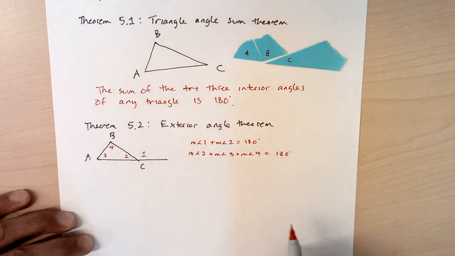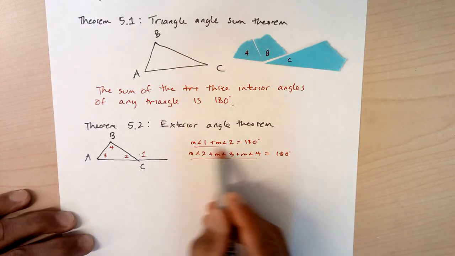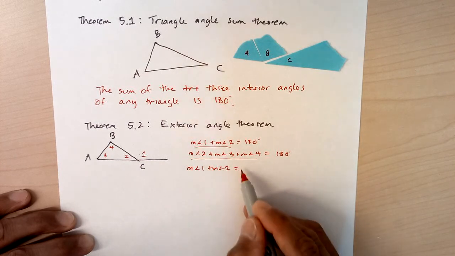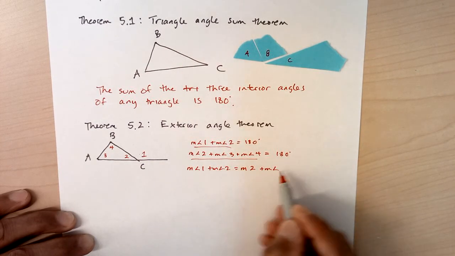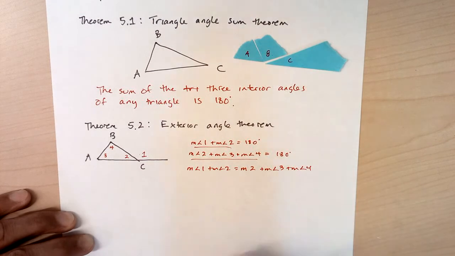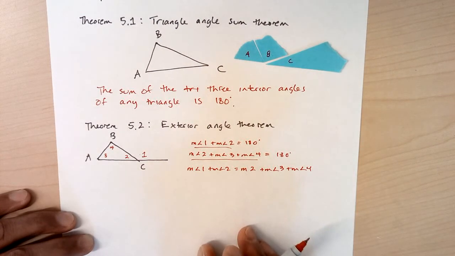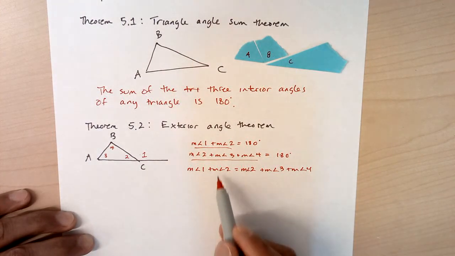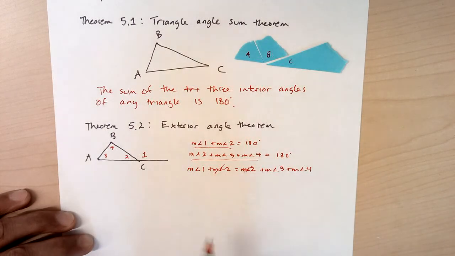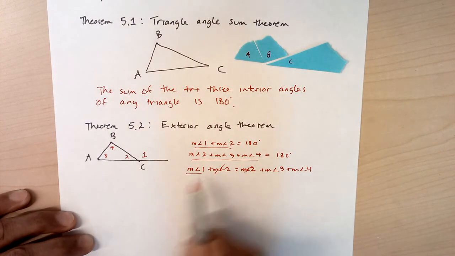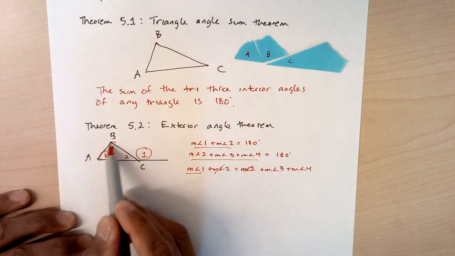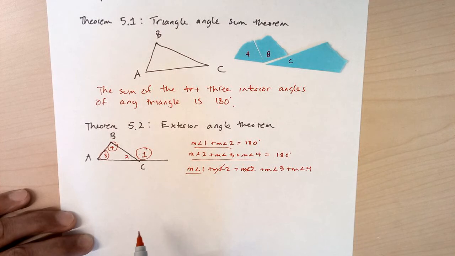And then what I could do is set these two expressions equal to each other. Measure of angle 1 plus the measure of angle 2 is equal to the measure of angle 2 plus the measure of angle 3 plus the measure of angle 4. And the reason why you could do that is the substitution property. Or some of you might use the transitive property. But here's what we could also do. Subtract the measure of angle 2 from each side. Those will just cancel each other out. The measure of angle 1, this exterior angle here, is equal to the measure of angle 3 and the measure of angle 4. That's the exterior angle theorem.